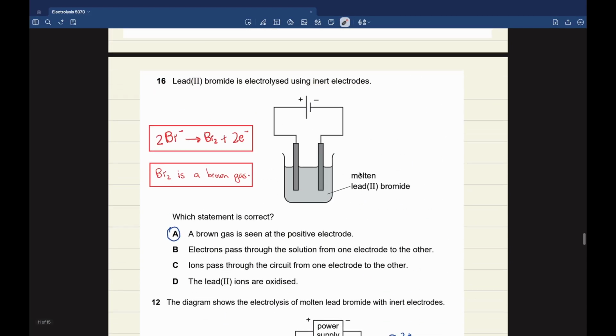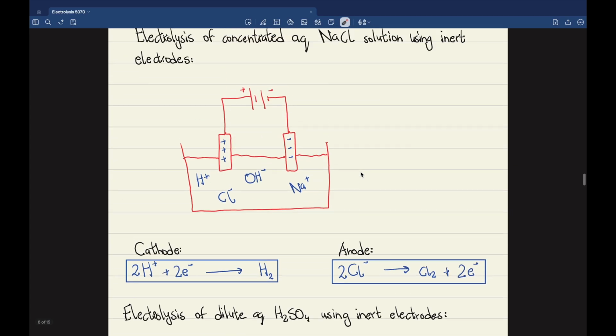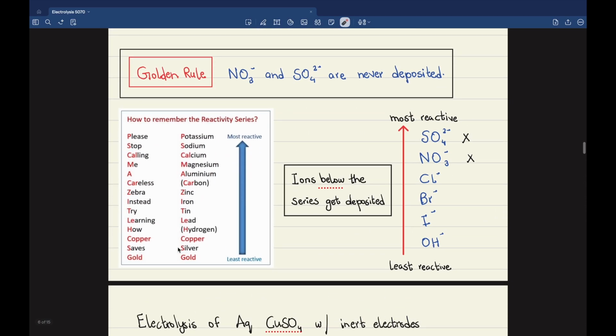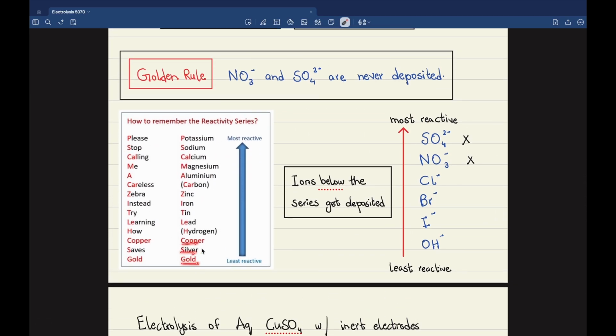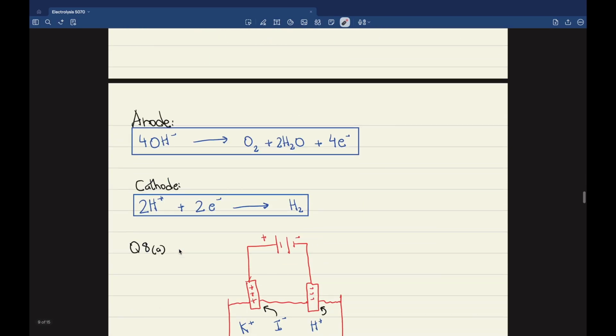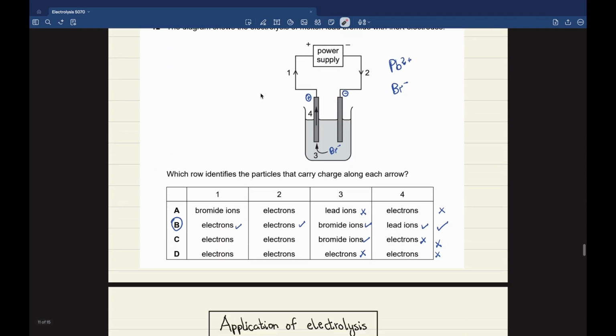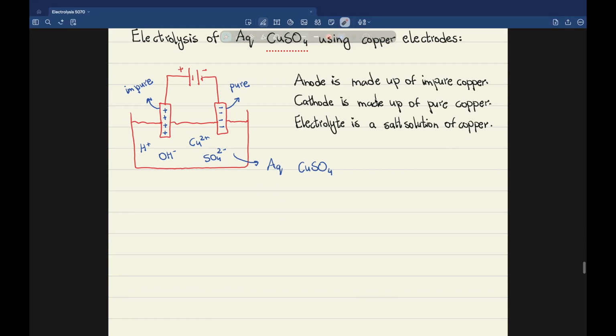If I show you the reactivity series, see, below copper is silver and below that is gold, right? So silver and gold are less reactive than copper. Since they are less reactive than copper, they like to stay in their neutral states. As we discussed earlier, whatever is less reactive prefers to remain in its neutral state, and whatever is more reactive would prefer to say, okay, I stay in the ionic state.